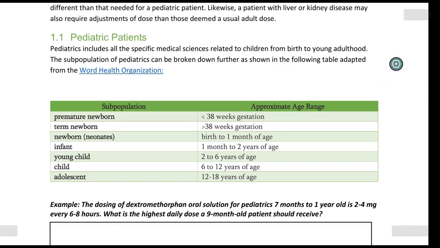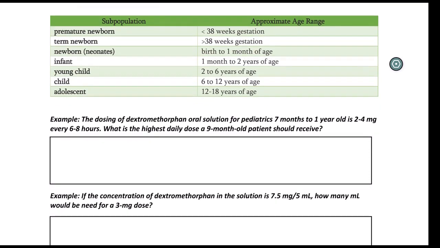But what's more important for us is the calculations that you will sometimes see in references in books and on packaging for some products that are for pediatric patients. So let's look at an example here. This first example says the dose of dextromethorphan for pediatrics 7 months to 1 year is 2 to 4 milligrams every 6 to 8 hours. So if you were to look that up, dosing for a child from 7 months to 1 year, it's going to say you can give them between 2 and 4 milligrams every 6 to 8 hours.